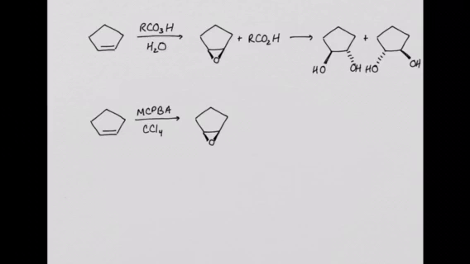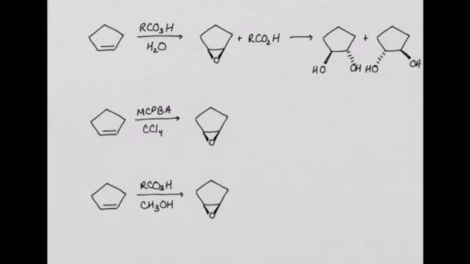Finally, water is not the only nucleophile that can add to a protonated epoxide. We can also add alcohols. If we treat this alkene with a peroxy acid and an alcohol, such as methanol, we will produce the epoxide, but the epoxide will very rapidly be opened up to form an ether alcohol functional group, a pair of enantiomers.